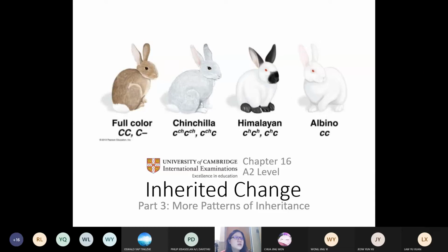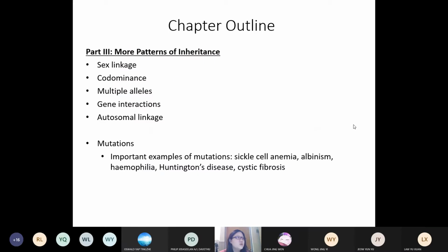Next week we'll discuss it. But for now, we are going to a little bit more complicated things, i.e. more different types of inheritance. There's not just monohybrid and dihybrid. There's not just normal, dominant, and recessive. There's also like in between, and we will talk about that.